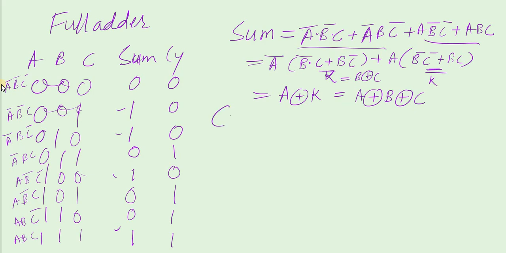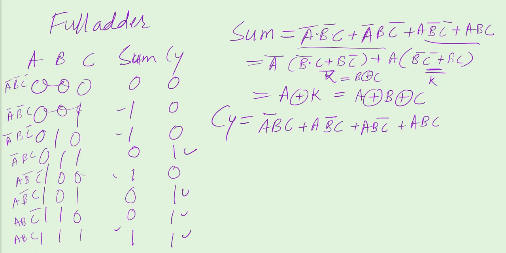Now let's do it for carry also. For carry, let us sum all the terms, this and this term. So this is a bar bc plus a b bar c plus a b c bar plus abc. Now we know that a plus a is equal to a. So whenever a term is there, we can write down a plus a plus a. So let us add to this equation one more abc, and one more abc, because it will not change the value overall.